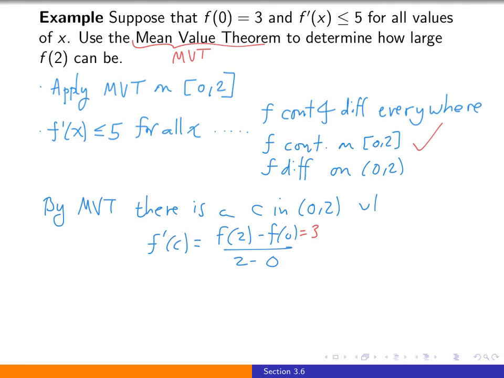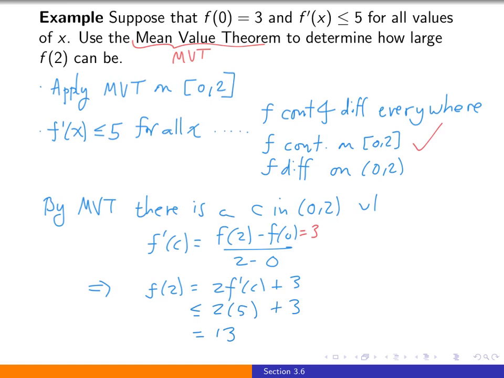So we can simplify this equation a bit, and we can say what? f of 2 is going to be equal to, multiply both sides by 2 and add 3 to both sides. So we've just isolated that f of 2. We also know something about f prime of x. f prime of x is always less than or equal to 5. So this is less than or equal to 2 times 5 plus 3, which equals 13.